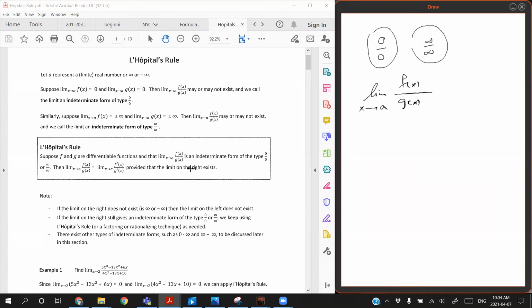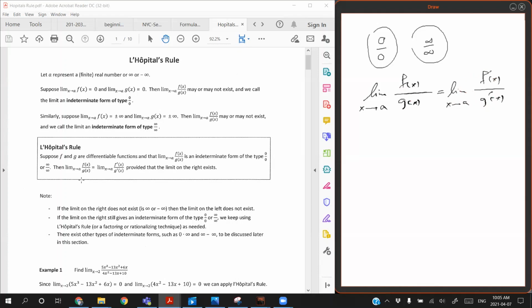So if you have this limit problem and it's an indeterminate form of the type 0 over 0 or infinity over infinity, then this limit is going to be the same as the limit as x approaches a of the derivative of f, f prime of x, over the derivative of g, g prime of x. And hopefully this new limit is going to be easily done by direct substitution, because if f prime is a simpler function than f, or if g prime is a simpler function than g, then we are going to a limit problem that's simpler than the one we started with.